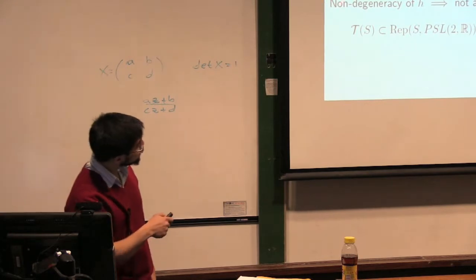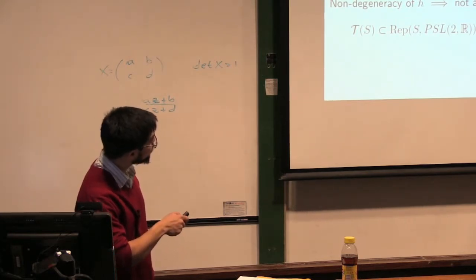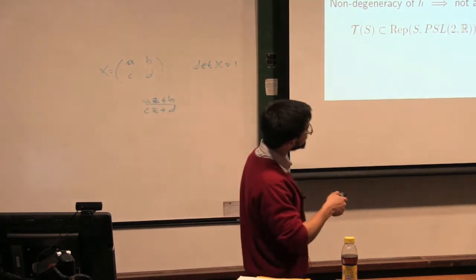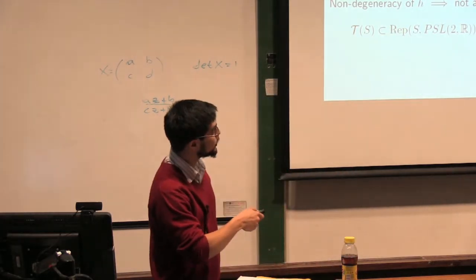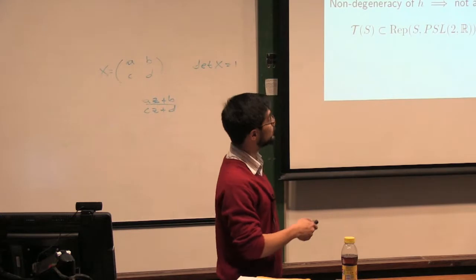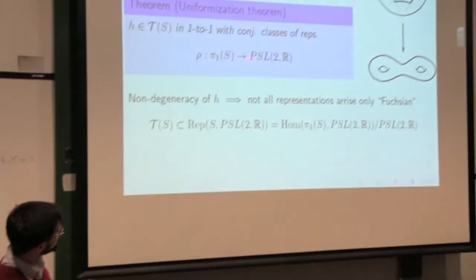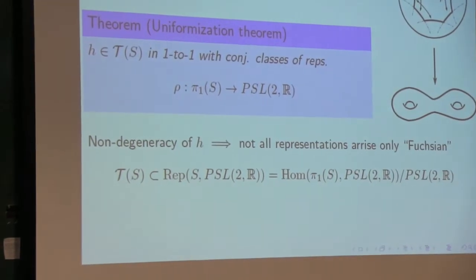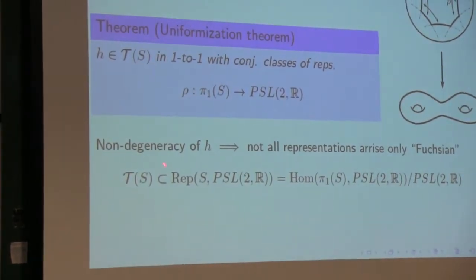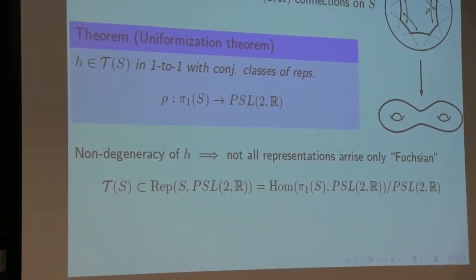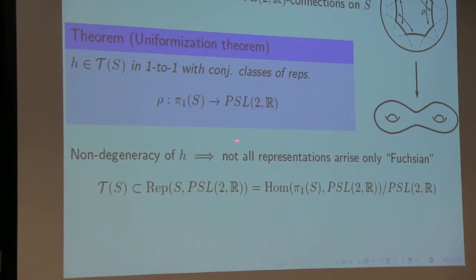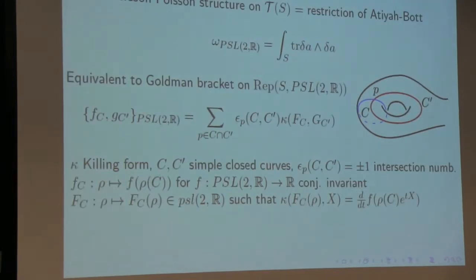Okay. So I just want to say that the fact that the hyperbolic metric H is non-degenerate implies that the representations that appear, or the connections that appear, are all only the so-called Fuchsian representations, the Fuchsian connections, which means that the representation is discrete and faithful. So it's a special class of representations, and therefore Teichmüller space sits inside this space of homomorphisms, modulo conjugations, as some subspace. And in fact, this subspace is a connected component of the representation variety, for reasons I'm not going to discuss.